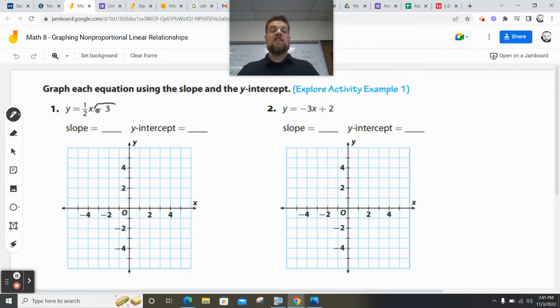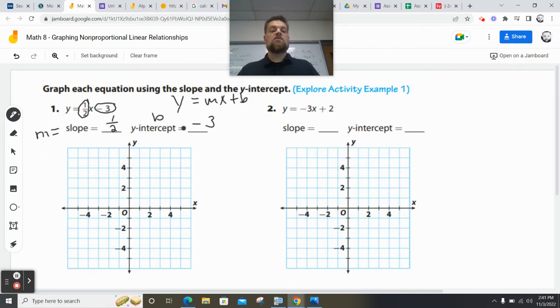So -3 is my y-intercept, yeah? And then my slope is what? 3. No, my slope is... So just to recap, y equals mx plus b. B is the y-intercept, right? This is b. And m is the slope.